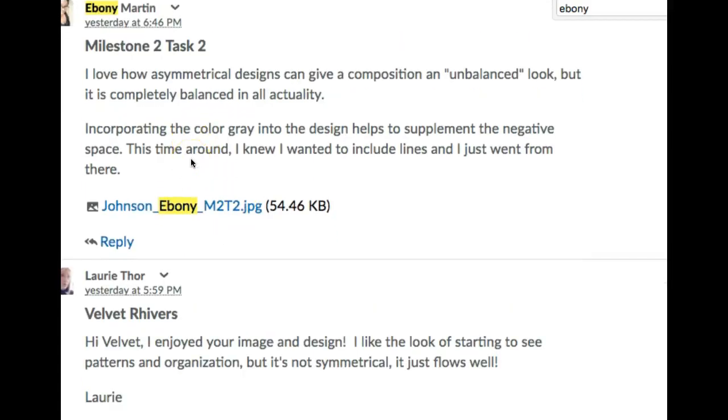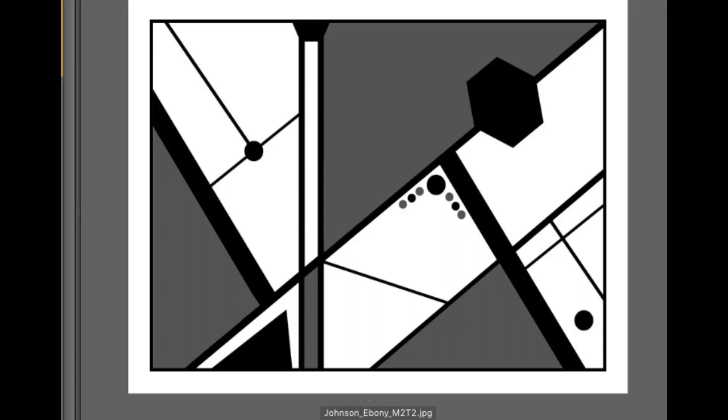Hi, Ebony. Yes, what you said, how asymmetrical designs can give a composition an unbalanced look, but it is completely balanced in actuality. Yes, that's an interesting point. I think that with asymmetrical designs, and also other designs that maybe seem a little more chaotic, they can give the appearance of being unbalanced or chaotic, but if they're designed well, they are in fact perfectly unified and perfectly balanced. They have that pleasing quality.